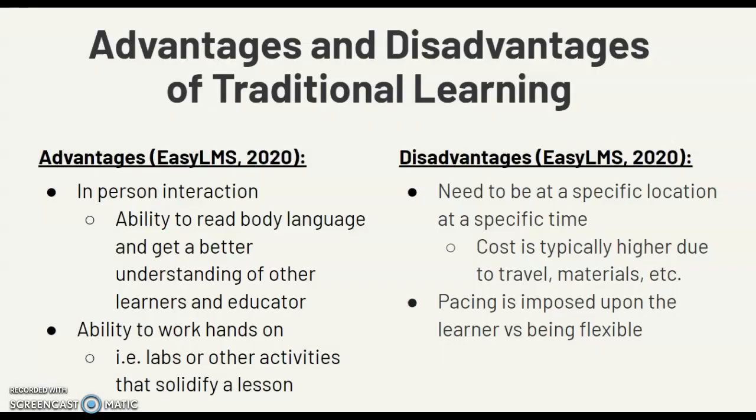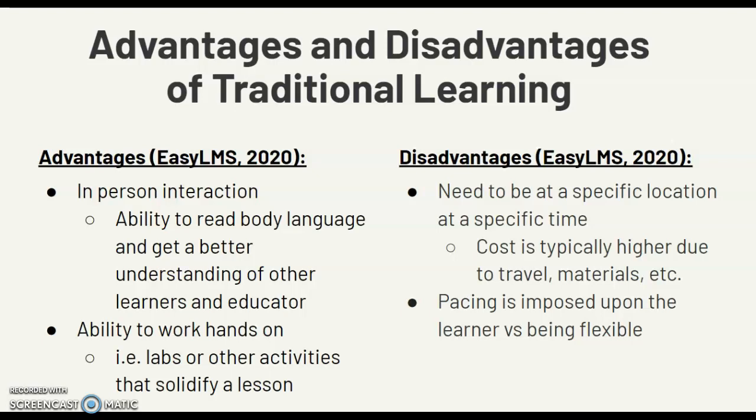So advantages and disadvantages of traditional learning. Some advantages of traditional learning are in-person interaction. So I know for me as a learner, I really like being able to read other people's body language and getting a better understanding of other learners and the educator, so the teacher. And I feel like that can happen when you are able to see somebody face to face. It allows for a deeper understanding of what they're talking about.